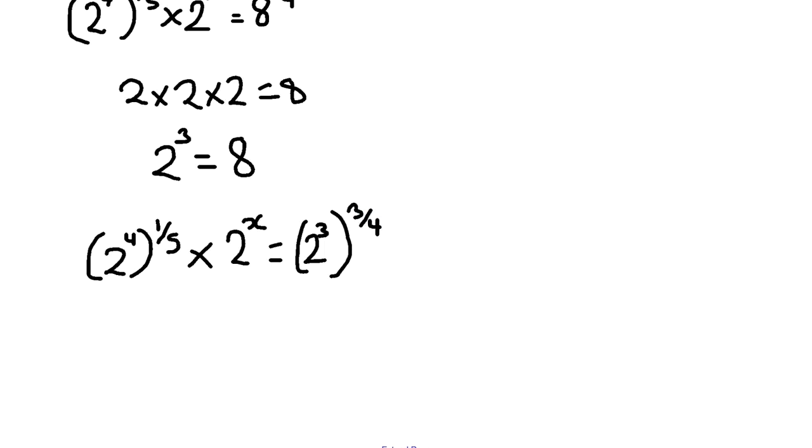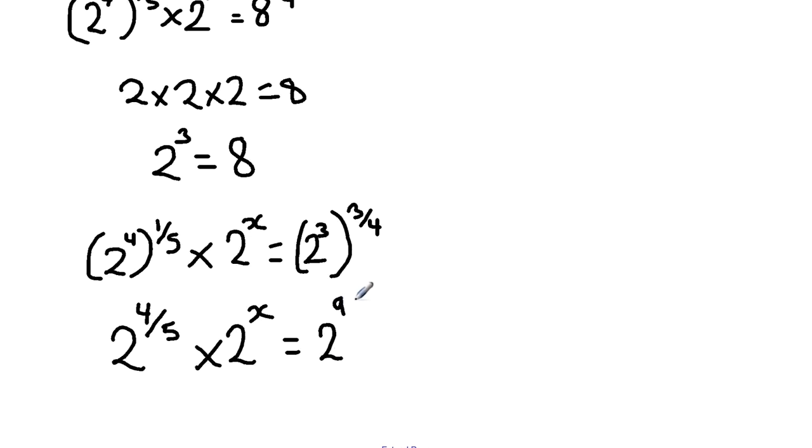I'm now going to multiply the power outside the brackets with the power inside the bracket. I'm going to do this to the left hand side and the right hand side of the equation. So 4 times 1 over 5 equals 2 raised to the power of 4 over 5 times 2 raised to the power of x equals 3 times 3 over 4, which equals 2 raised to the power of 9 over 4.